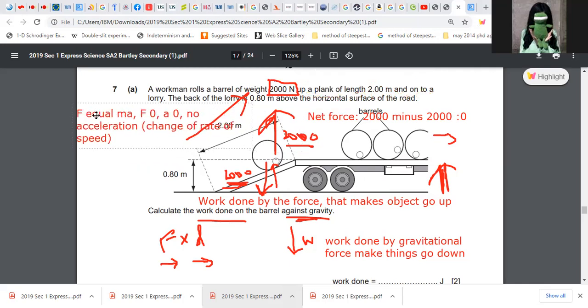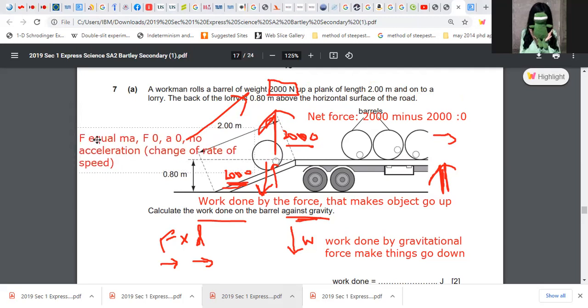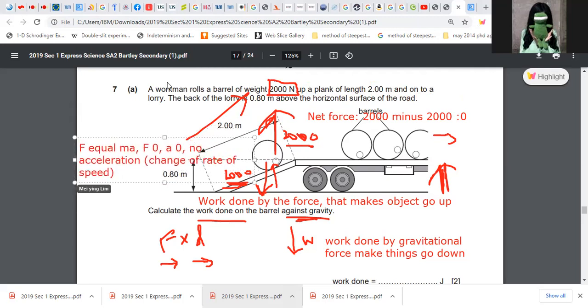Okay, so you screenshot. Wait, I haven't done something yet. Don't use this direction, we use this direction. You see the green arrow, this direction up, X. Understand? Okay, you can screenshot already. Done. Okay, next question.